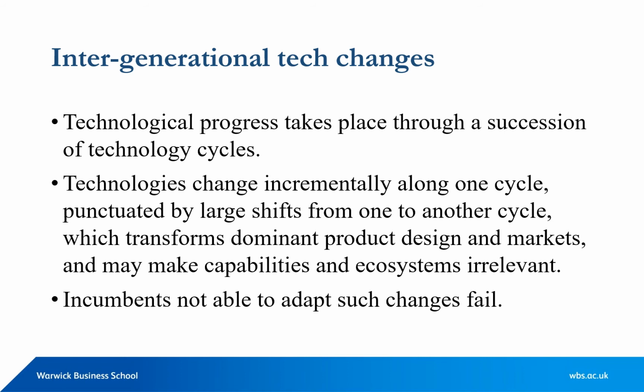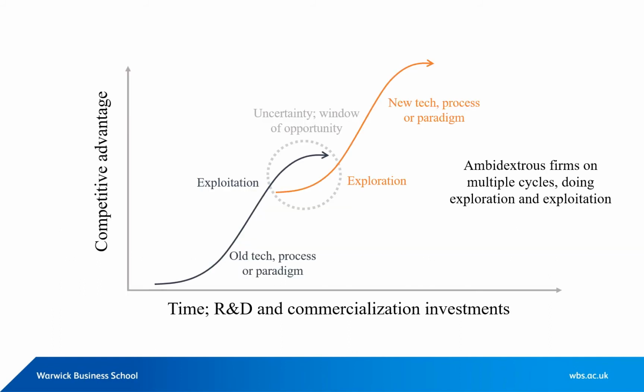For example, over the decades, we made internal combustion engines less and less polluting. Then we shifted to a completely new technology which holds the promise of zero carbon emission, and we invented electric cars. So incumbents which are not able to adapt such changes in the industry and cannot innovate along the new technological trajectory are going to fail. This is a graphical representation of intergenerational technological change in an industry. The blue curve represents an old technology, whereas the orange curve represents a new technology.